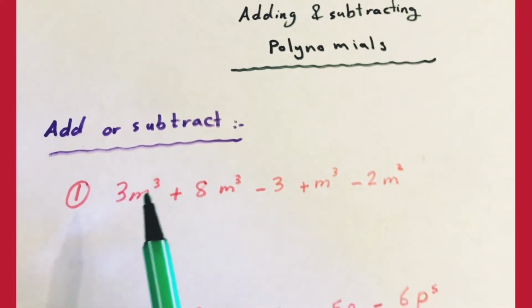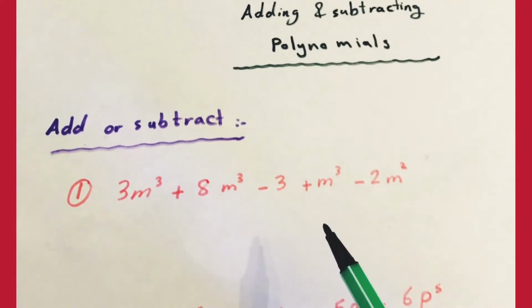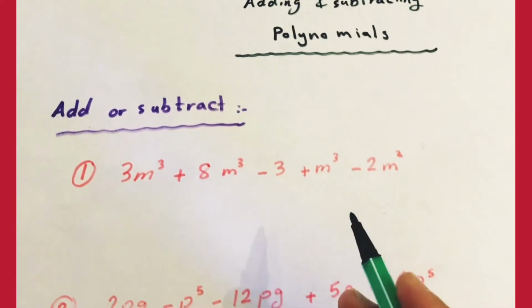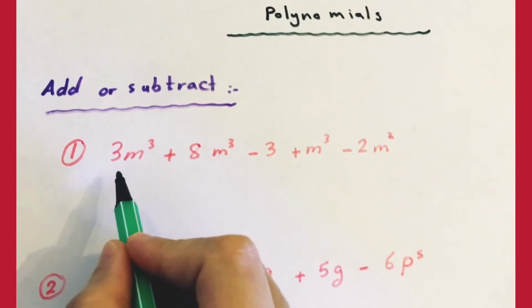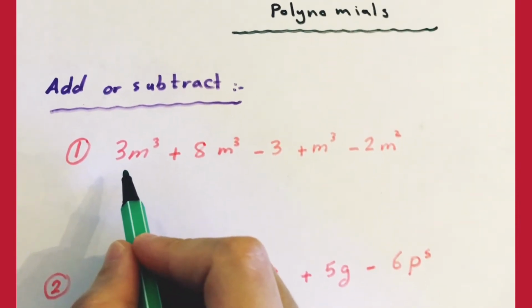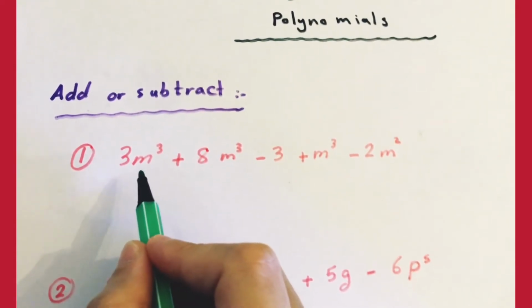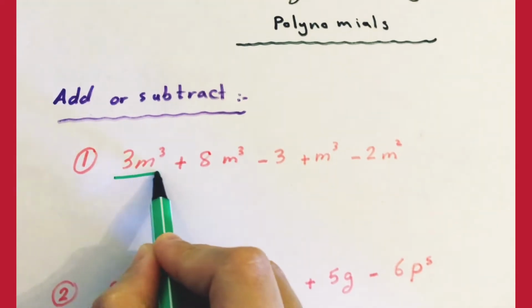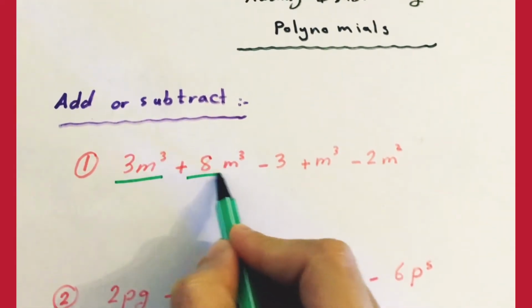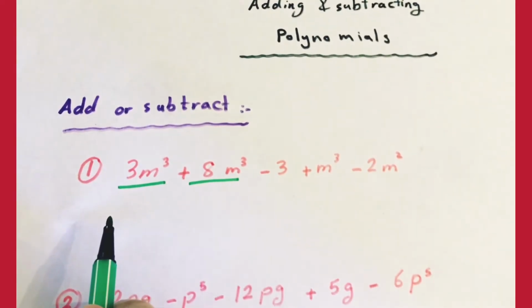So add and subtract. Number 1: 3m cubed plus 8m cubed minus 3 plus m cubed minus 2m squared. I'm going to add only the like terms. What are the like terms? Like terms means the same variables with the same degree. Let's see how. This is 3m cubed and this is 8m cubed. This is m, this is m, this is cubed, this is cubed. So it is like terms.